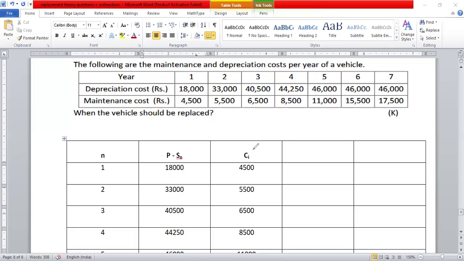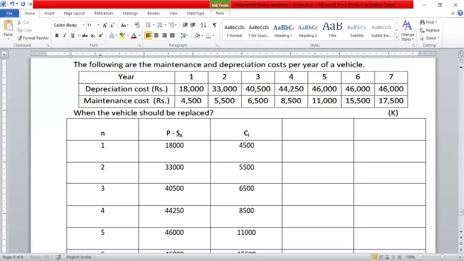Okay, so go for the column now. The first one, years. So that is 1 to 7. Years is 1 to 7.